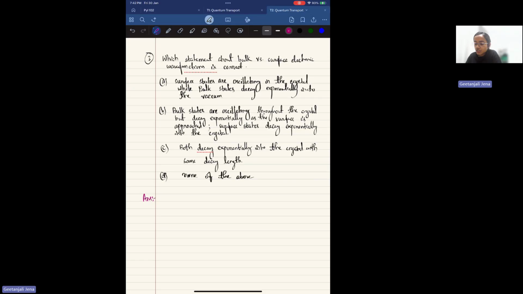Question number three says, which statement about the bulk versus the surface electronic wave function is correct? Option A, surface states are oscillatory in the crystal, while bulk states decay exponentially into the vacuum. Option B is bulk states are oscillatory throughout the crystal, but they decay exponentially as the surface is approached, and surface states decay exponentially into the crystal. Option C is both decay exponentially into the crystal with the same decay length, and option D is none of the above statements are correct. Which one of the following do you think is the correct option?